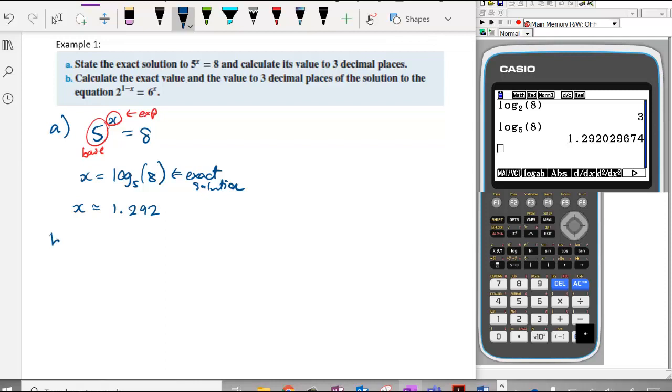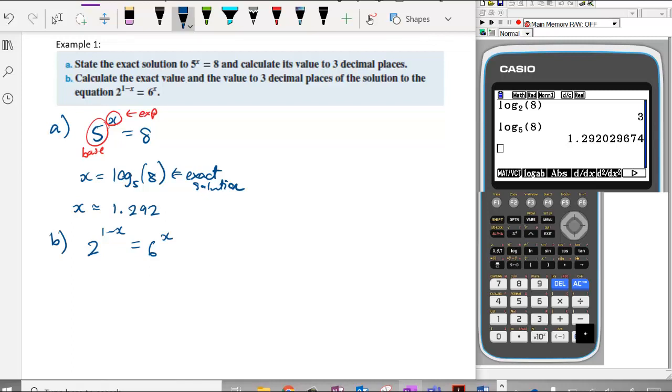When we look at part B, we have to calculate the exact value and the value to 3 decimal places of the solution to 2 to the power of 1 take x is equal to 6 to the power of x. Now this one's a little bit more complex. We could choose any base here. We could choose base 10, we could choose base 2, and so on. The problem is that we now have exponentials on each side. So we're going to have to slightly differ our approach.